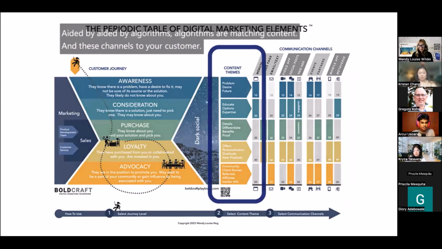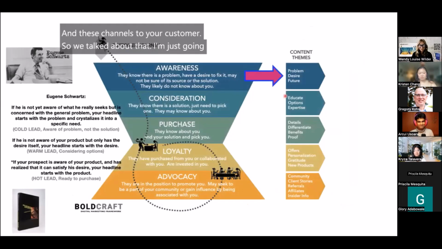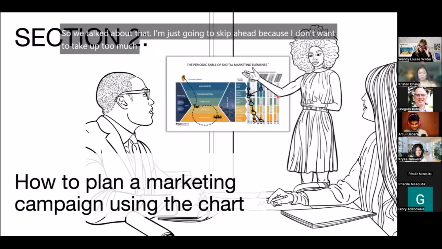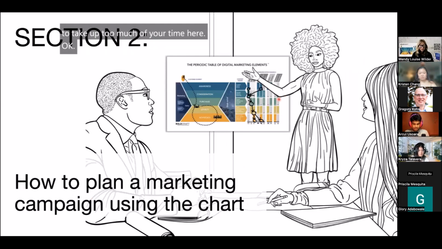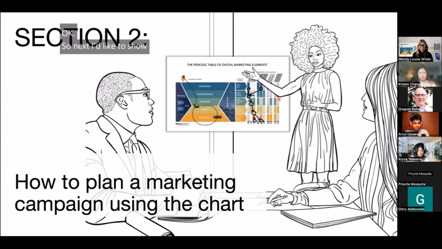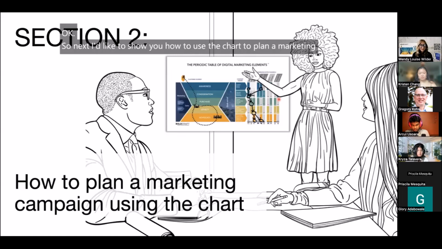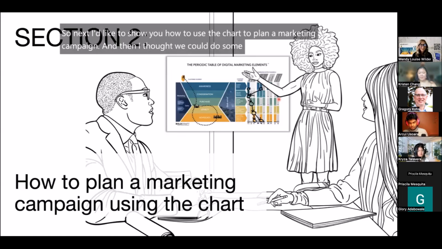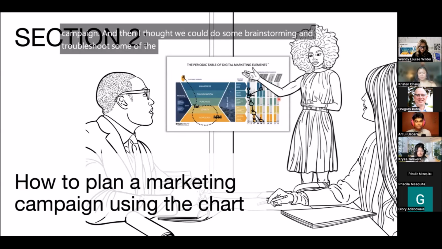So we talked about that. I'm just going to skip ahead because I don't want to take up too much of your time here. Okay, so next, I'd like to show you how to use the chart to plan a marketing campaign. And then I thought we could do some brainstorming and troubleshoot some of the situations that you guys have found.